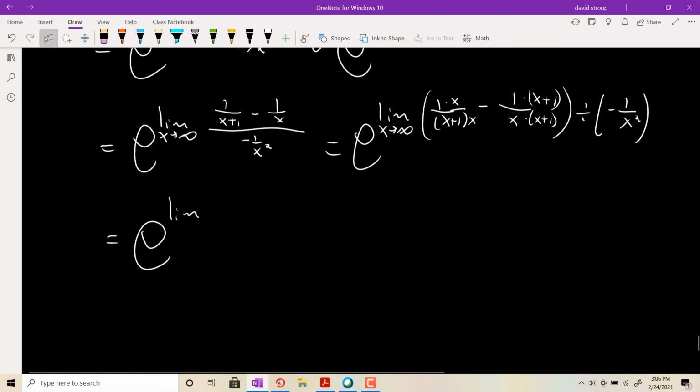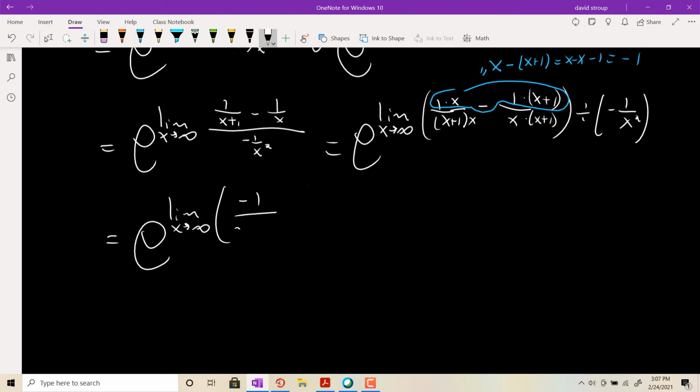So e to the limit as x goes to infinity of, in this numerator here, when I combine the numerators over the common denominator, I'll have x minus x plus 1, which will be x minus 1, which would just be minus 1. Okay. So in the numerator there, I'm getting minus 1 all over x times x plus 1. Then I'm multiplying, so instead of division, you write it as multiplying by reciprocal. So you multiply by the reciprocal of that thing, so x squared all over 1.